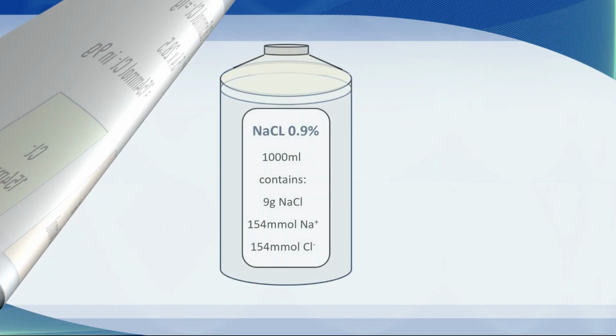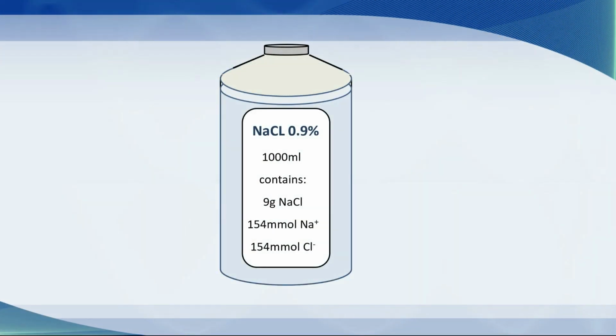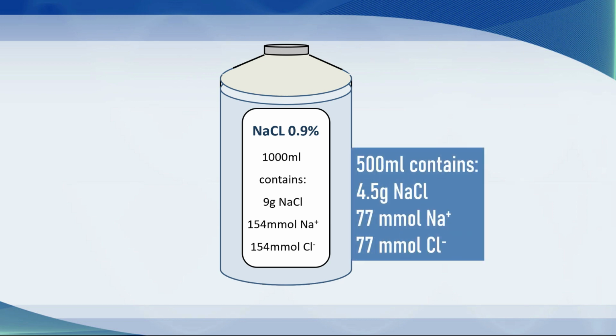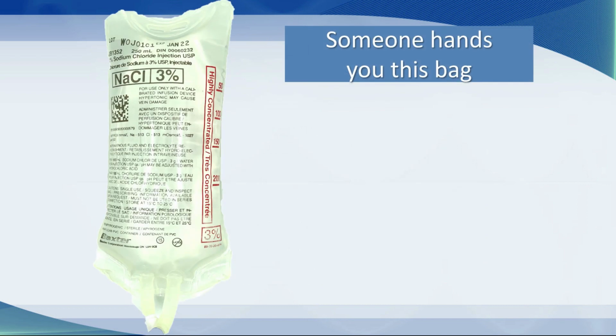Going back to our bottle of isotonic saline solution, we now know that 1000 mils contains 9 grams of sodium chloride, and that works out at 154 millimoles of sodium and 154 millimoles of chloride. And of course, 500 mils contains half that amount, 4.5 grams of sodium chloride, 77 millimoles of sodium and 77 millimoles of chloride.